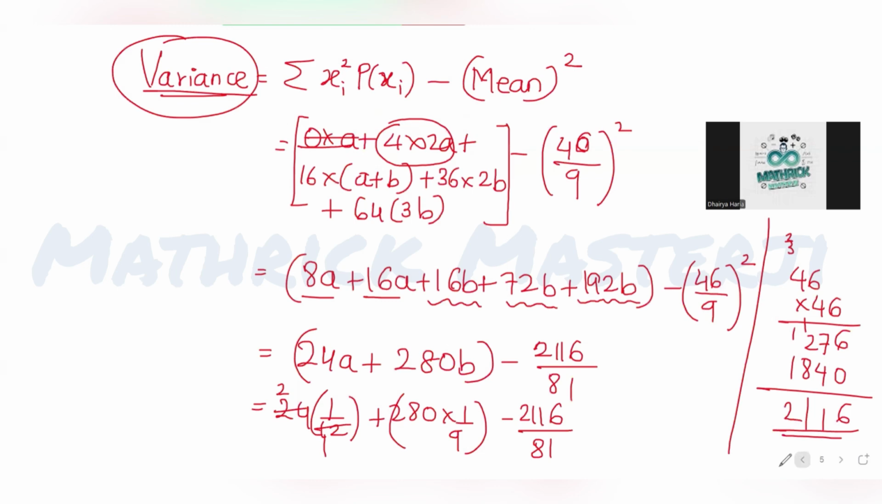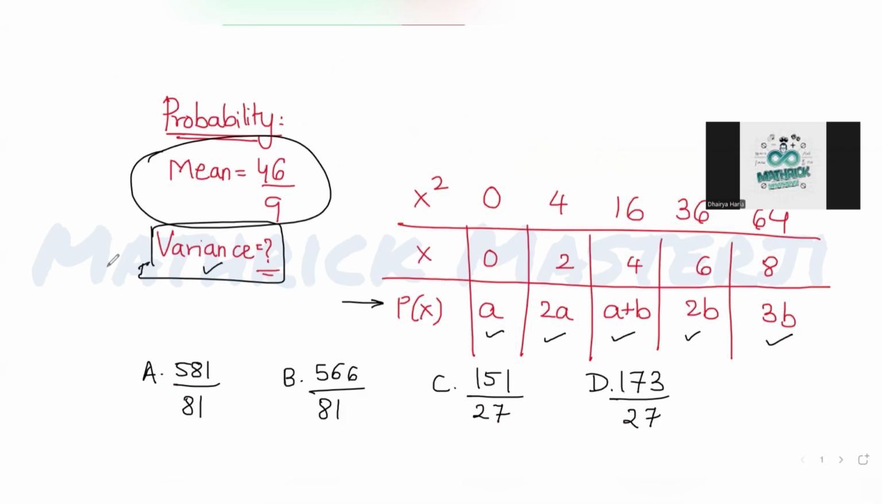So if I see the answer choice that matches here with the question, it is option B. So B becomes the correct answer for the question that is given to us here.